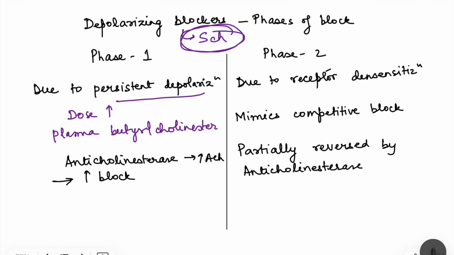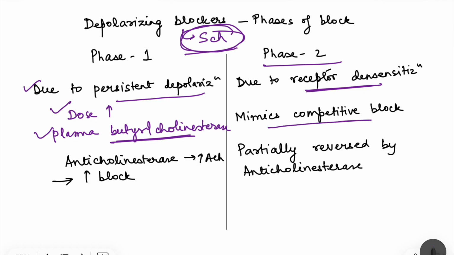Okay, so it is destroyed by that enzyme. So suppose if the dose is more or there is deficiency of this butyryl cholinesterase, in that case there can be phase 2 block. Initially there is block due to persistent depolarization, but if succinylcholine is maintained for a longer duration, it will cause receptor desensitization because of continued stimulation, and this mimics the competitive block because now there will be no stimulation. So phase 1 block is due to persistent depolarization, phase 2 block is because of no depolarization, just like a competitive blocker.